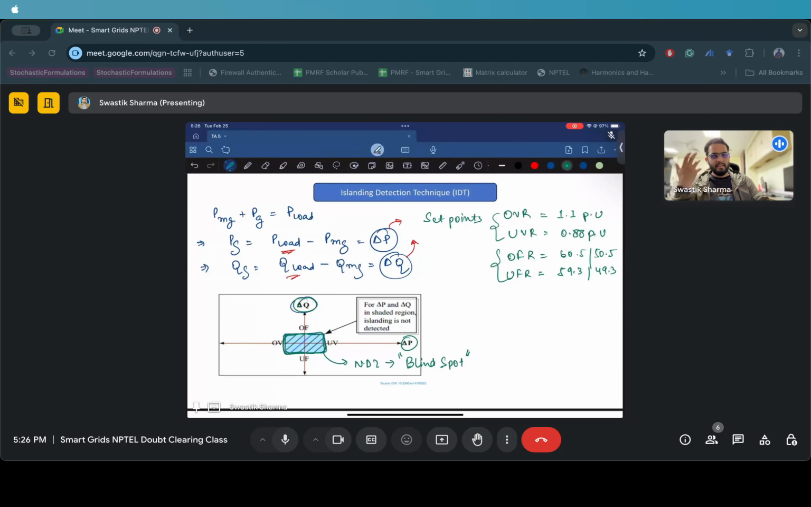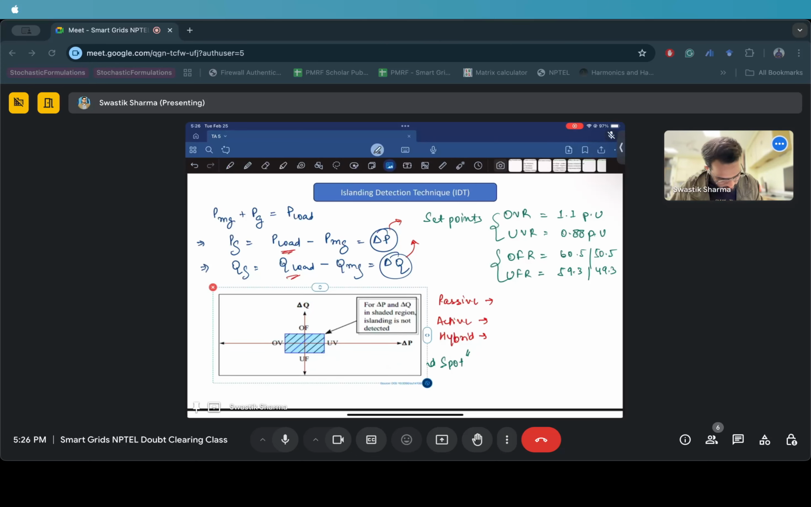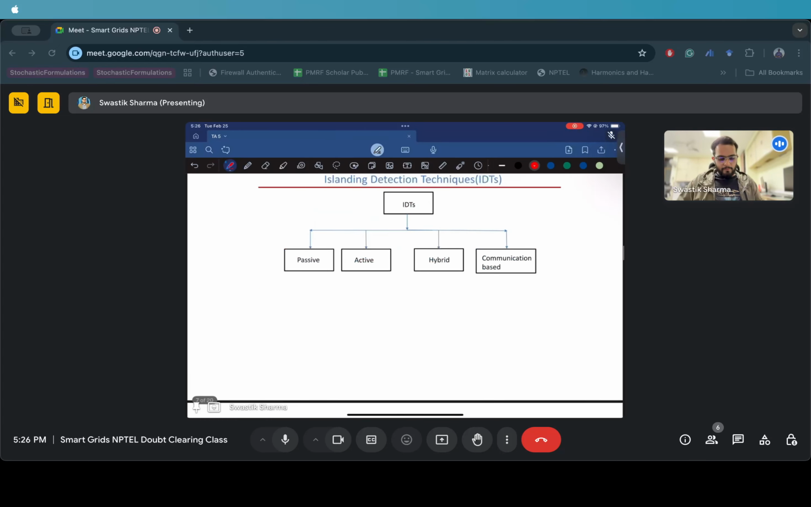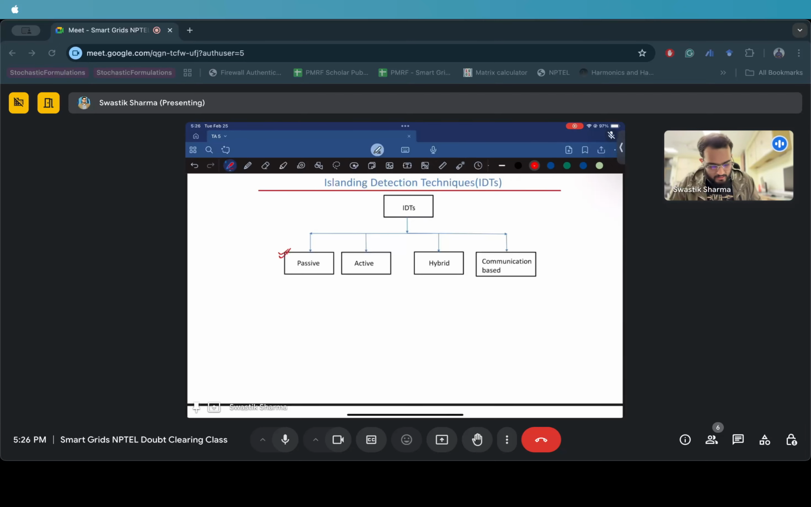And for this, there are many techniques used in literature, which are passive, active, hybrid, and communication based. So there are passive techniques, active techniques, hybrid techniques, and communication based. We'll discuss everything one by one. So passive, active, hybrid, and communication based, right?